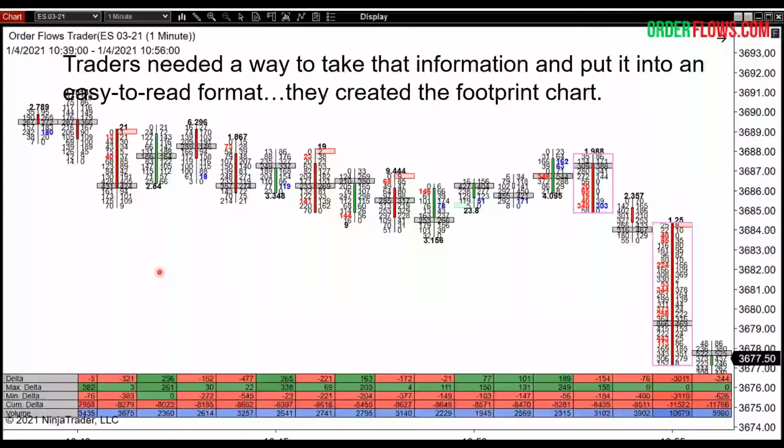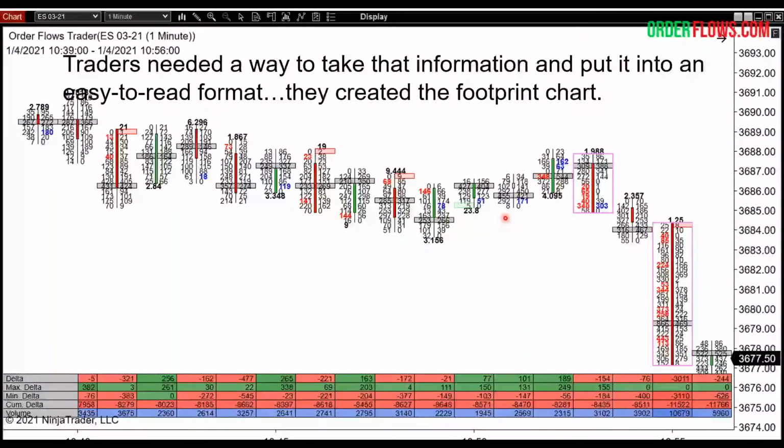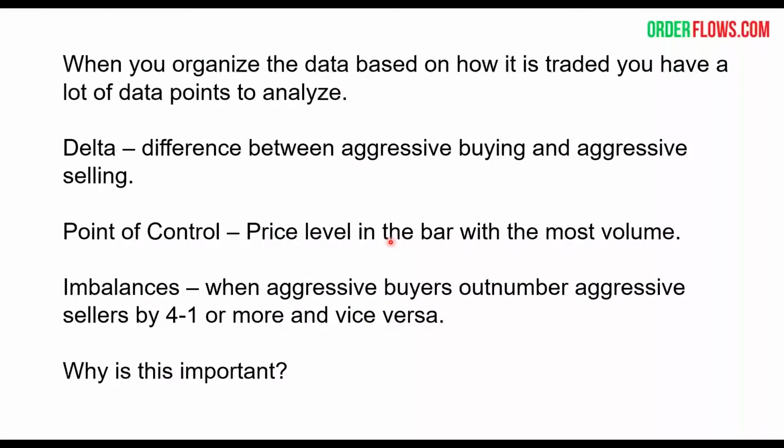But you could take all this information you're seeing traded here on this time and sales, and put it into a nice, easy to read format, right? That's why the people that created the footprint chart were really, in my opinion, pioneers, right? Because it's like all this information that's out there, take that and put it into an easy to read format, right? The footprint chart.